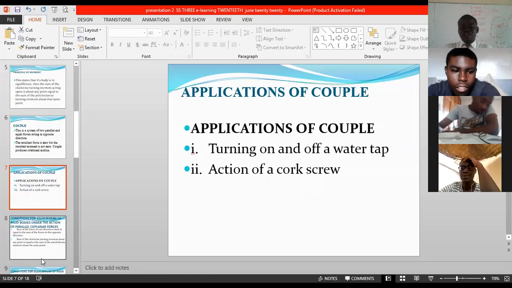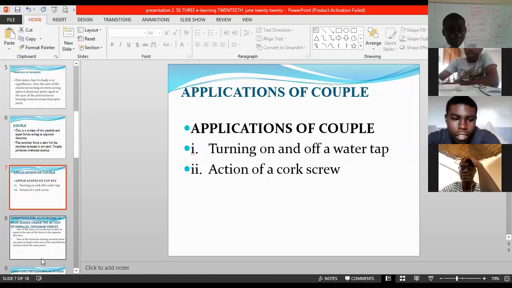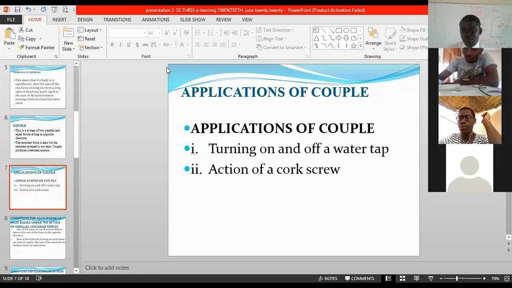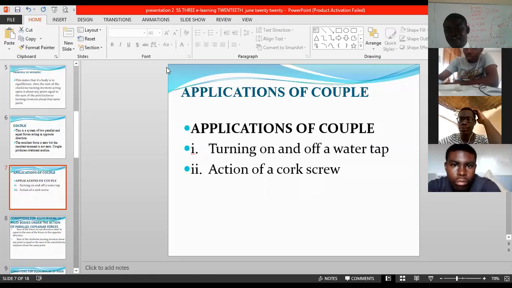Oh yeah, who can give me another example? Give me another example apart from these two examples of a couple. Where can a couple be applied? The steering. The steering of a vehicle uses the application of a couple.